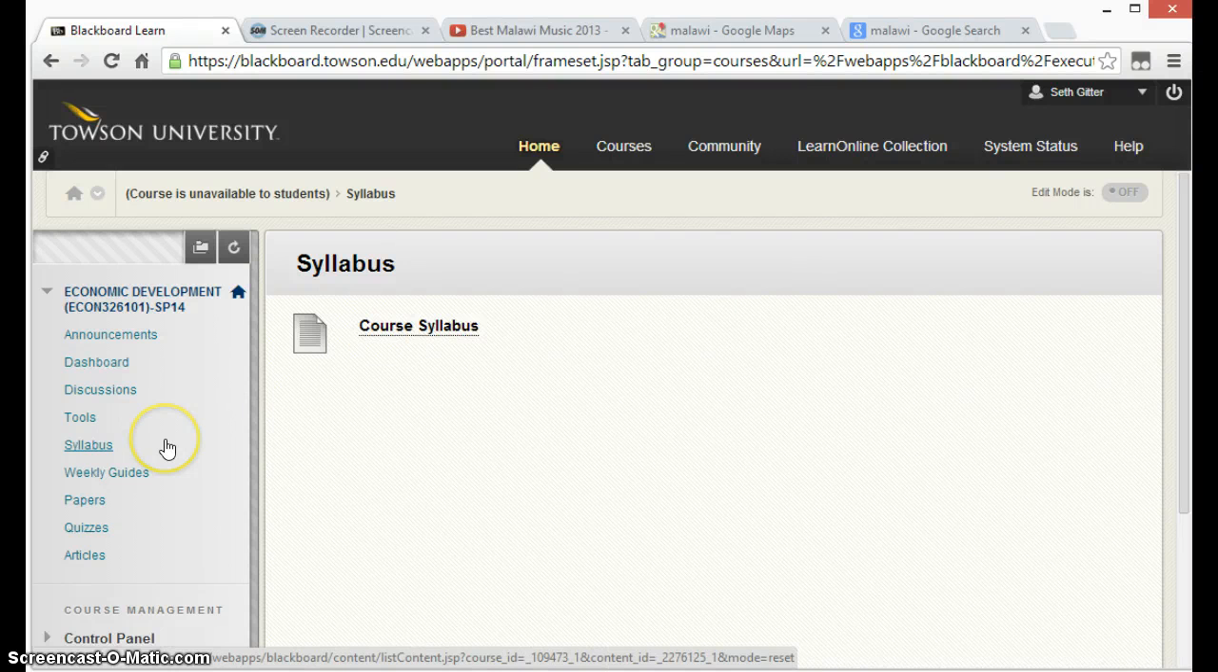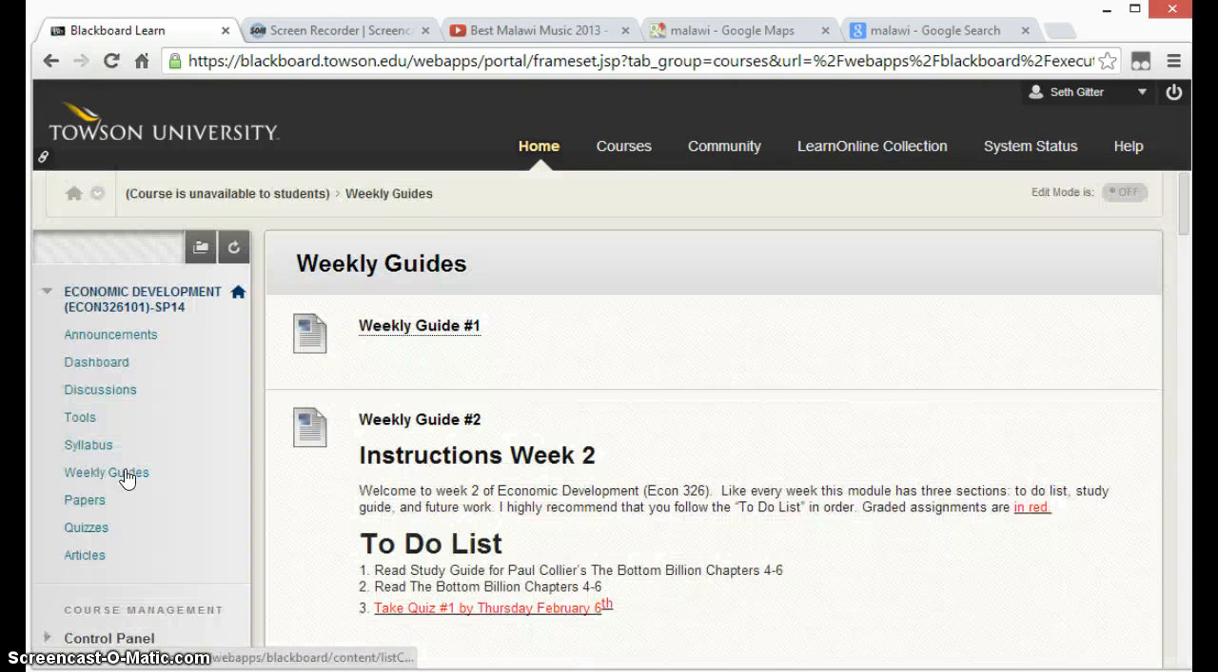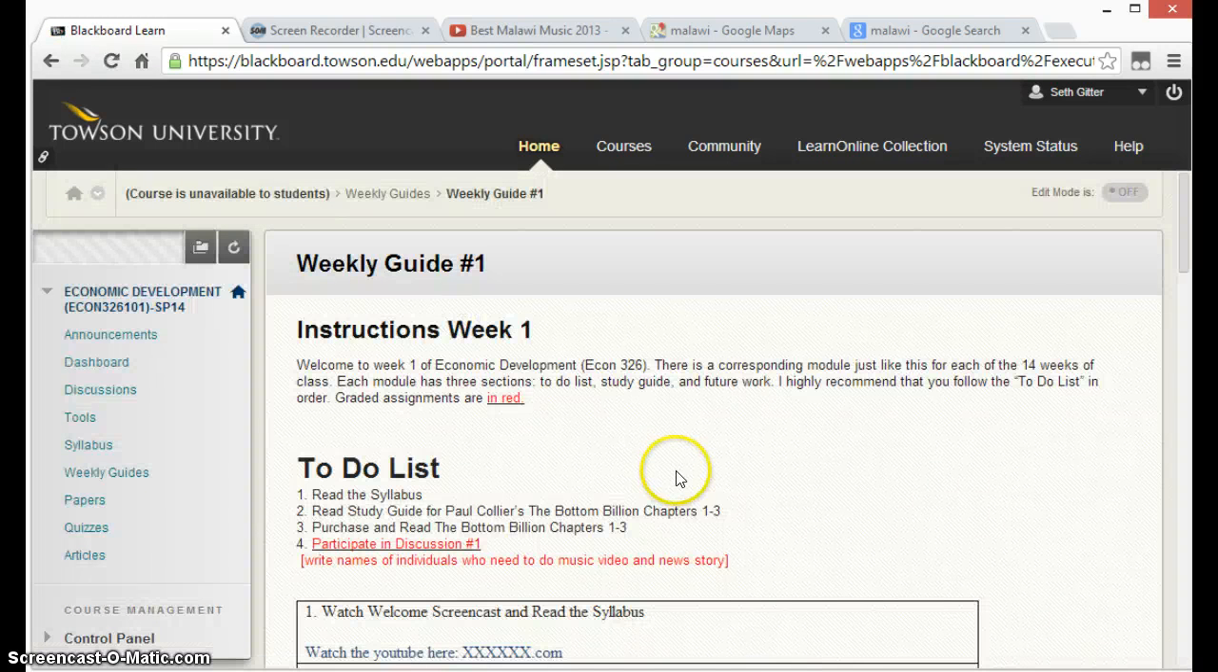The main thing that you're going to want to do each week is to read the weekly guide. So here's the weekly guide for week 1. Basics and basic instructions. Here's the weekly guide. Look at the to-do list. So the first thing on the to-do list is to read the syllabus.